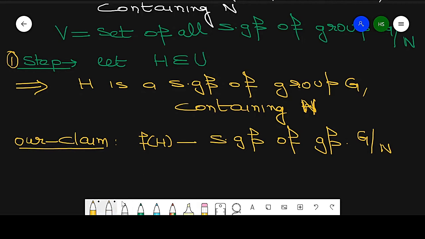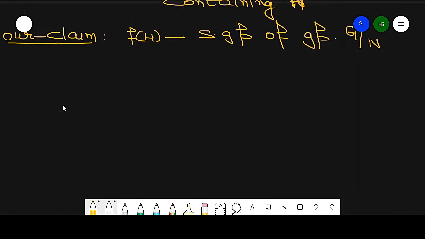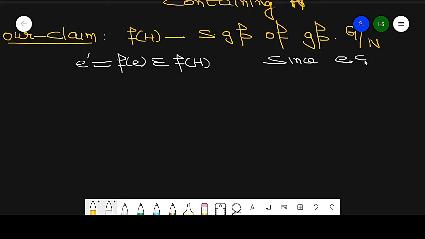To prove it is a subgroup, first we show that it is non-empty. As we know, E' is equal to f of E, and since H is a subgroup, E belongs to H, so its image belongs to f of H. So f of H is non-empty.